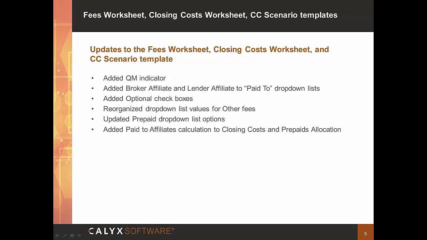Updates to the fees worksheet, closing cost worksheet, and closing cost scenario template are: we added a QM indicator, added a broker affiliate and lender affiliate to the paid to drop-down list, added optional checkboxes, reorganized drop-down list values for other fees, updated prepaid drop-down list options, and added pay-to affiliates calculation to closing costs and prepaid allocation.